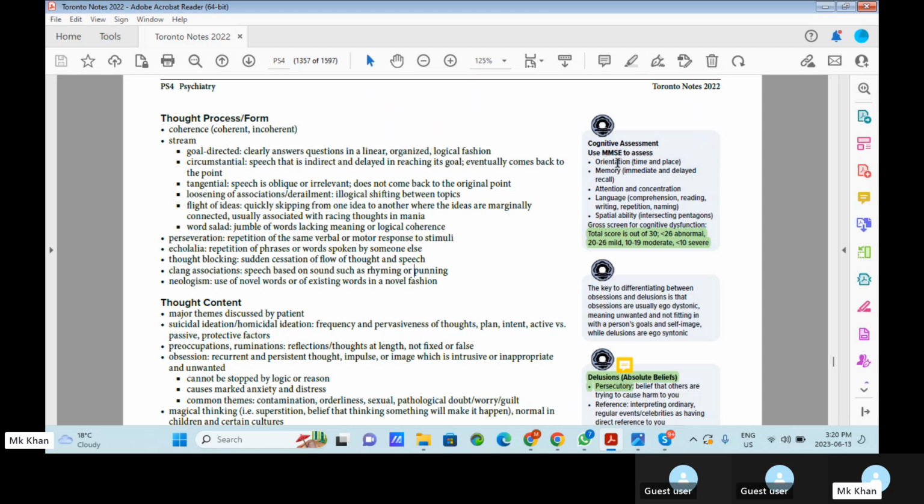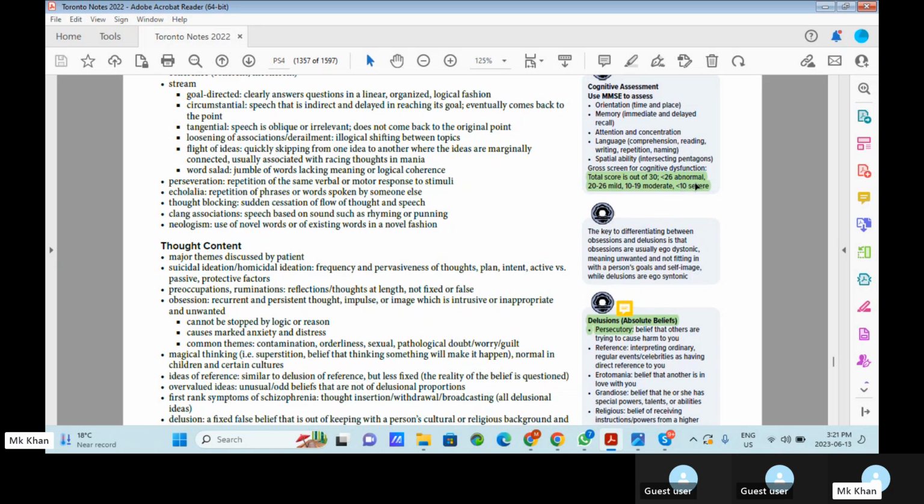So what is cognitive assessment? Use the MMSE to assess. Basically how we assess it: the first thing is orientation, whether the patient is oriented to time and place. Second is memory, attention, language, and then a gross screen for cognitive dysfunction. The total score is out of 30. So this is the test they are doing for the Mini Mental Status Examination. What they are checking is orientation to time and place, and then memory, attention, and language. And then this is the scoring.